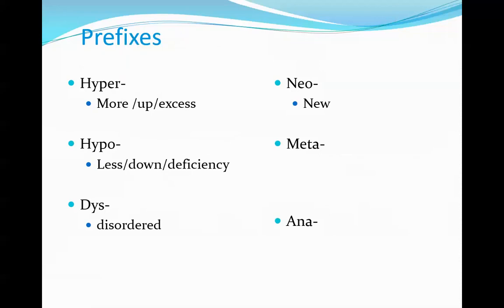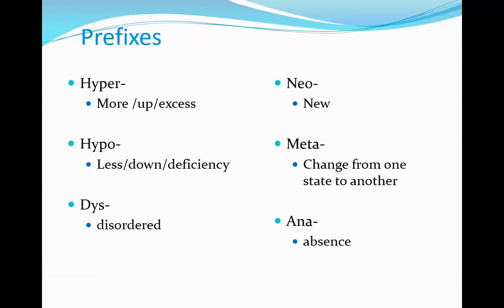Meta means change from one epithelial cell type to another, but it should be mature. Squamous epithelium changing into columnar epithelium, or columnar changing into squamous epithelium. Do you have any example? GERD. What happens in GERD? Which epithelium? Stratified squamous changes into columnar epithelium. Okay. And on the other side, in the cervix, the columnar epithelium changes into squamous. So this is metaplasia.